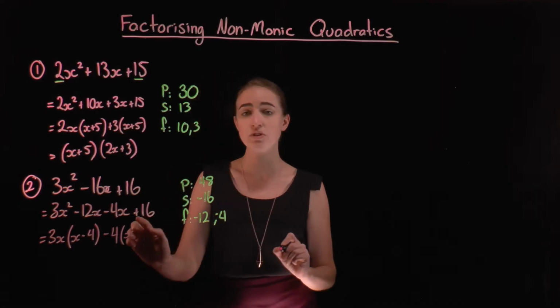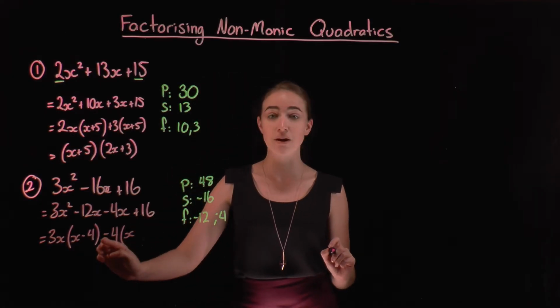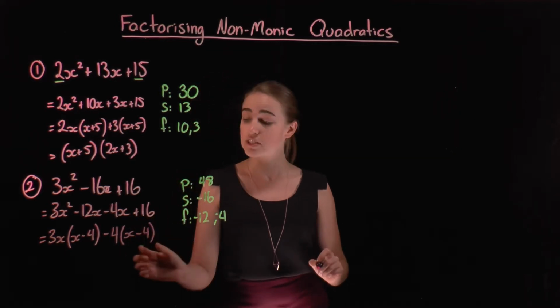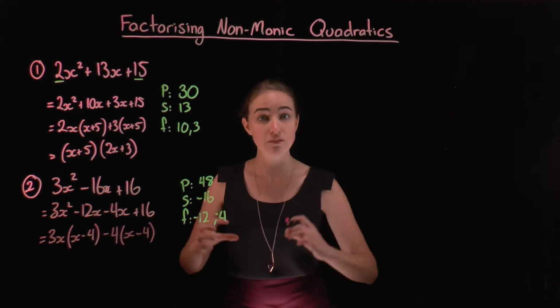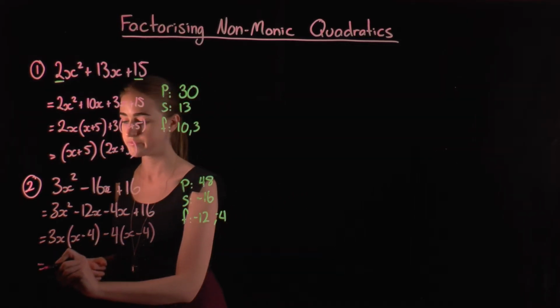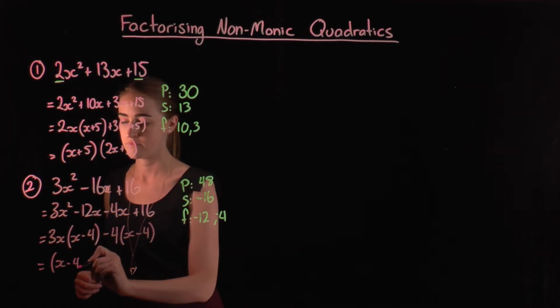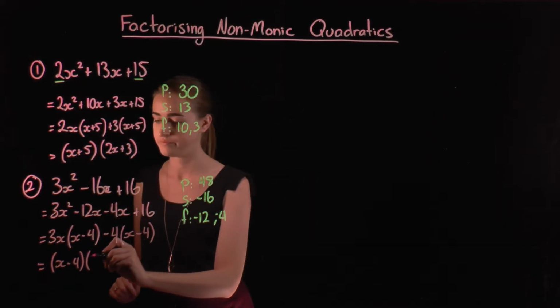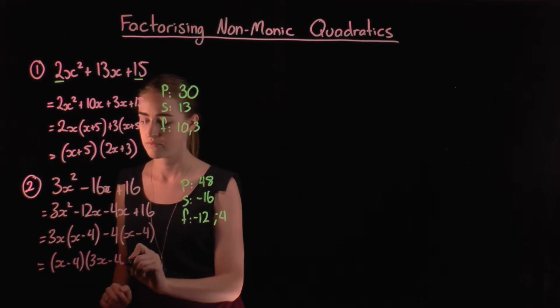And we just have to be careful here. We're going 16 divided by minus 4, so we actually get a minus 4 there. So that's good because that means our 2 sets of brackets are the same, so we can pull that bracket out the front. And in our second bracket, we're going to have our 3x minus 4.